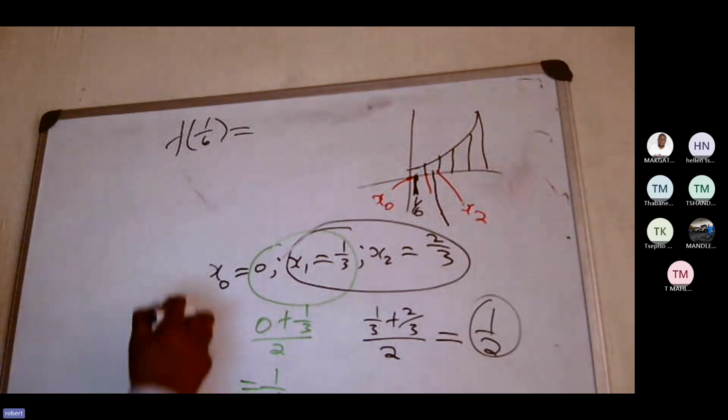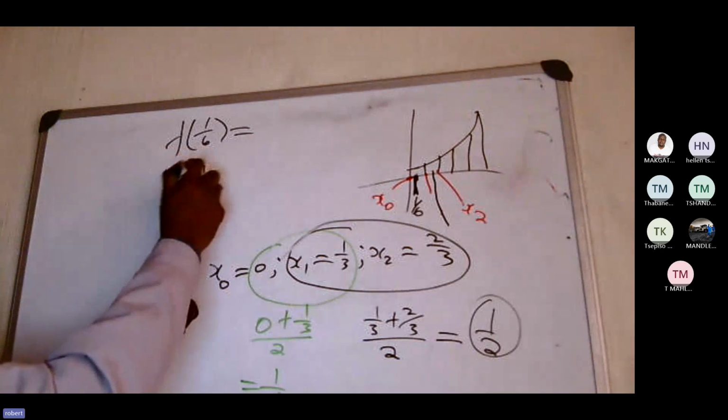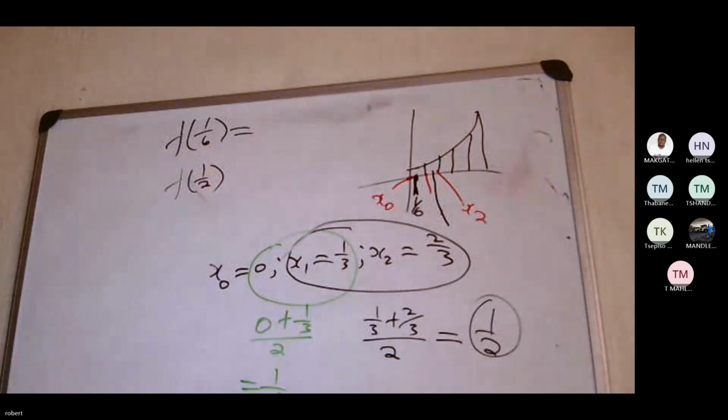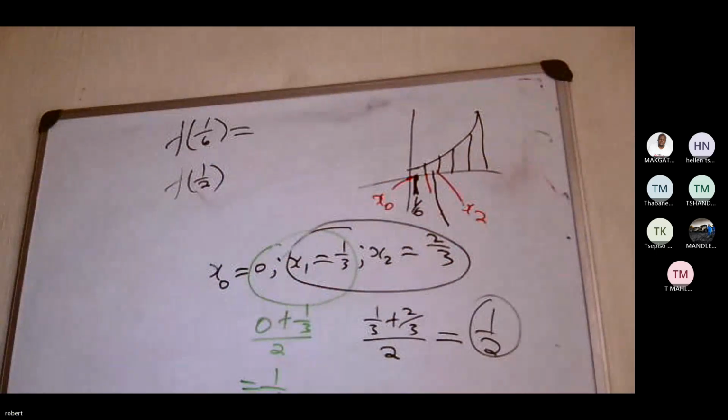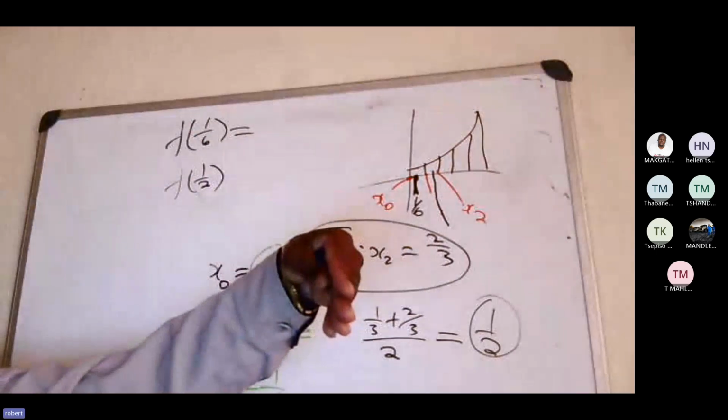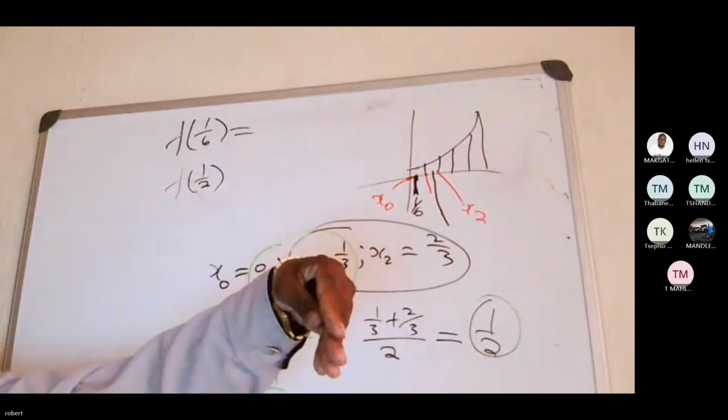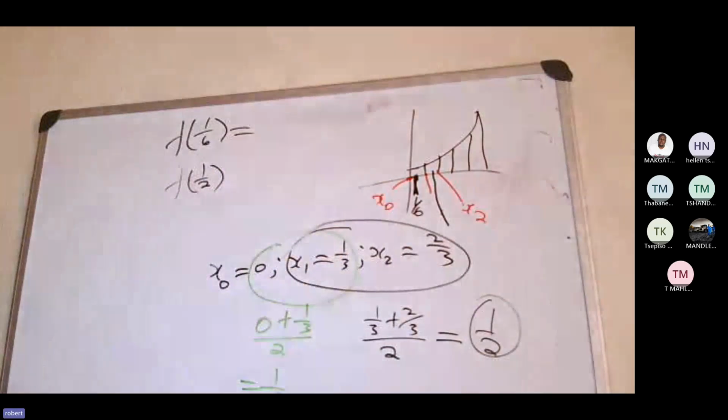Therefore, now you are going to say f of 1 over 2. Then you do the same thing until you have all the midpoints, that is, until you have f of all the midpoints. Then from there, you go and substitute it into that formula. Then you get the answer.